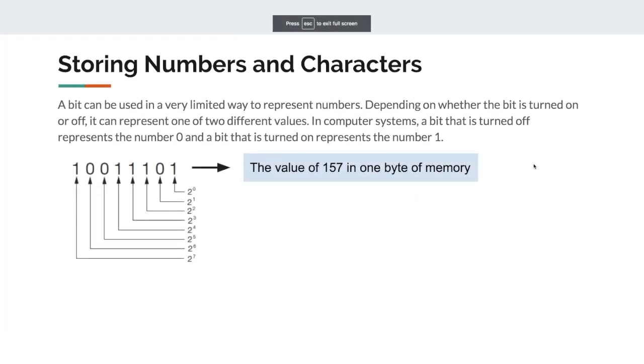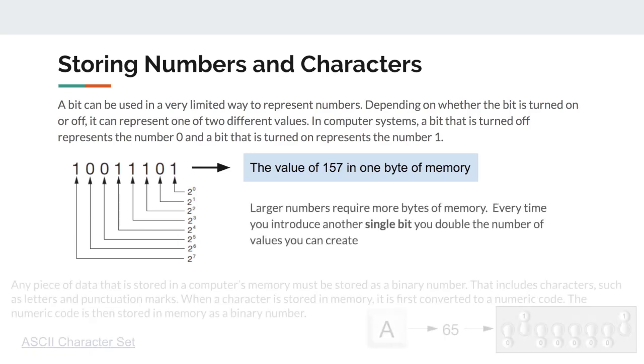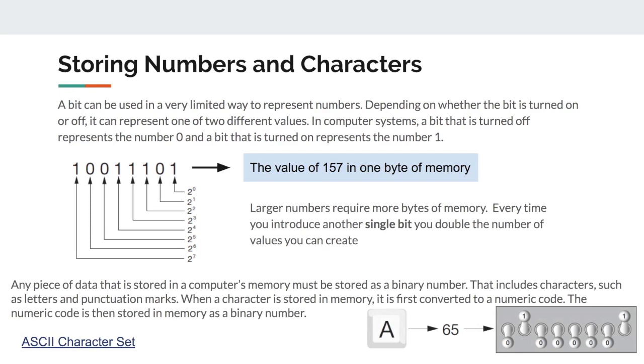So a computer, since it stores everything as on and off signals, we still have to represent it with 1s and 0s, and then we take those 1s and 0s and convert them back into something we're more used to so that we can visualize it ourselves. So a bit can be used in a very limited way to represent numbers. It just depends on whether the bit is on or off, and where you put it changes what the value is.